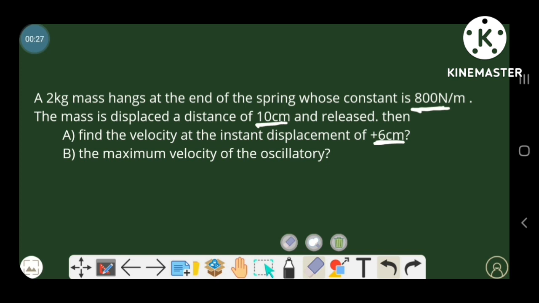Then find the velocity at the instant of displacement of 6 centimeters, that is, at x equals 6 centimeters before reaching the maximum displacement. What would be the velocity? The second question is the maximum velocity of the oscillatory object. From this one, we must figure out the given quantities.